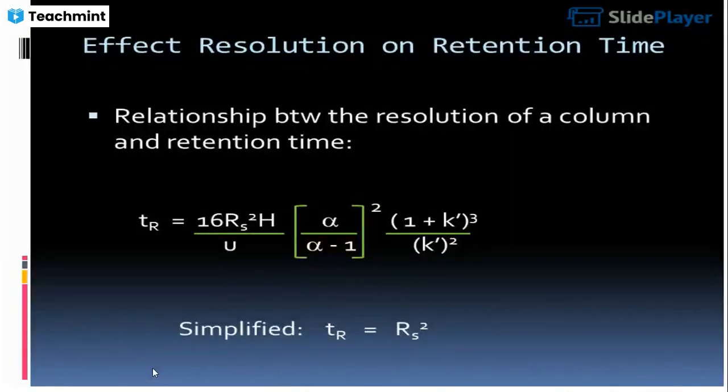Effect of resolution on retention time. The relationship between the resolution of a column and retention time is tR equals 16 Rs squared H over u times alpha over (alpha minus 1) squared times (1 plus k') cubed over k' squared. Simplified, tR is proportional to Rs squared.